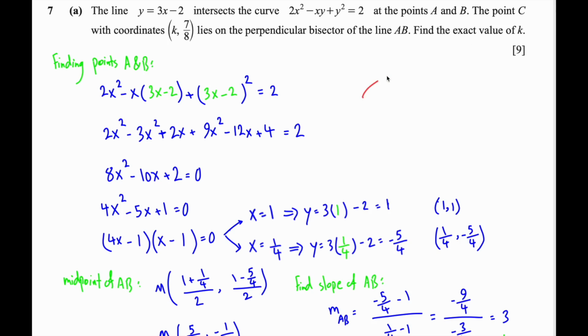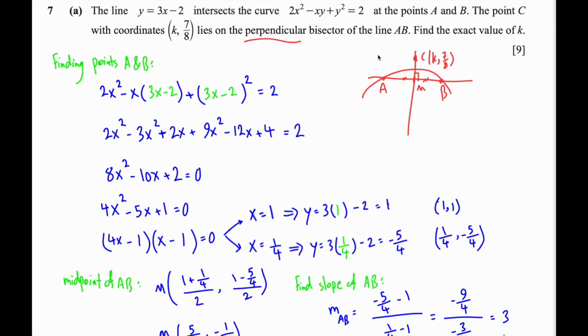So basically, let's say this is my curve and this is the line, these would be the 2 points A and B. This is the bisector. I need to find out the midpoint. There is a point C with the coordinates k and 7 over 8, which lies on this bisector. So it's very obvious that I need the equation of the line of the bisector. However, in order to find that, I need the slope of my AB because these two after all are perpendicular, as the question told us.